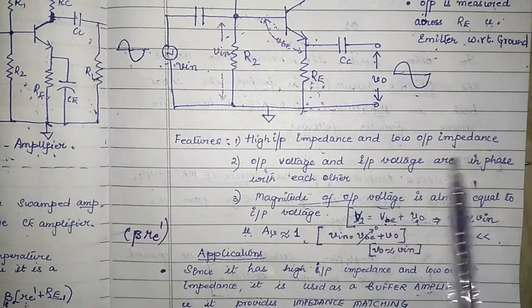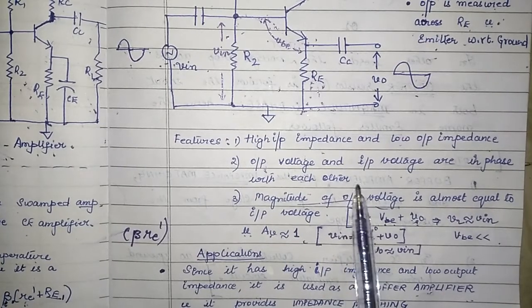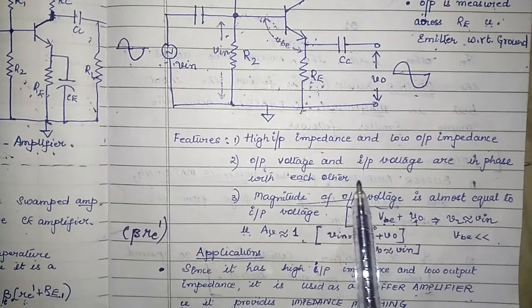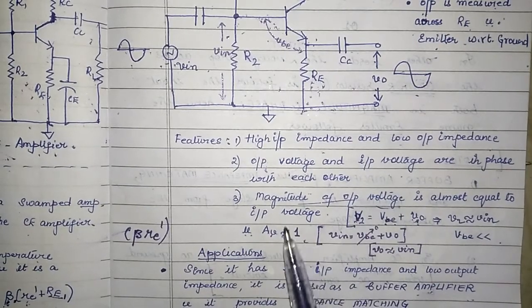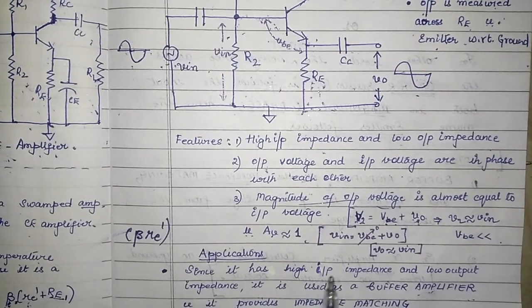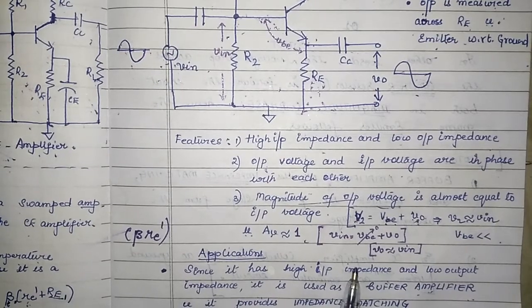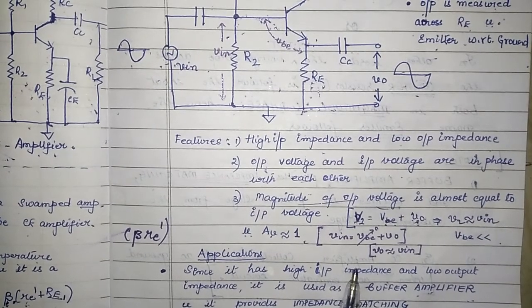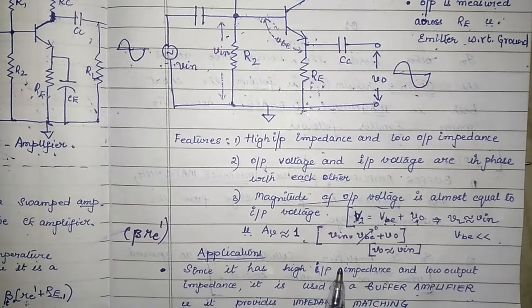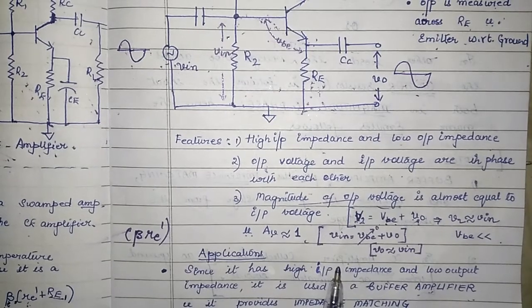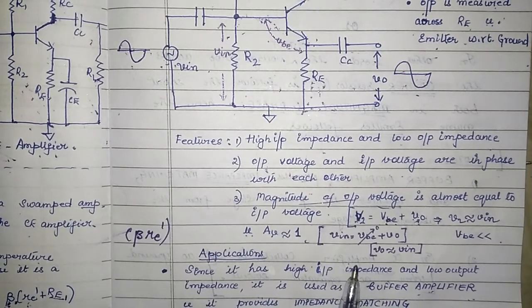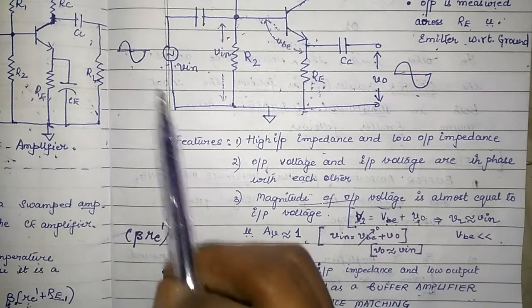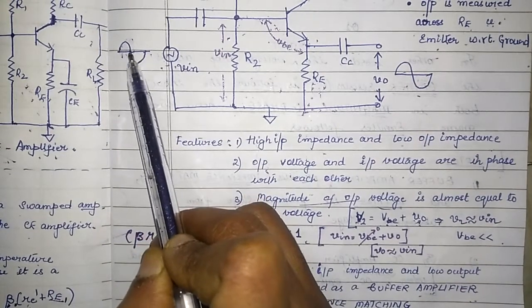So let us see the next feature. The output voltage and input voltage are in phase with each other. As a comparison with CE amplifier, what did you observe? The output and input are out of phase by 180 degrees. That is why you are having minus RC by re dash as an expression for voltage gain. Okay. How is that? Now you see, during the positive half, what happens?